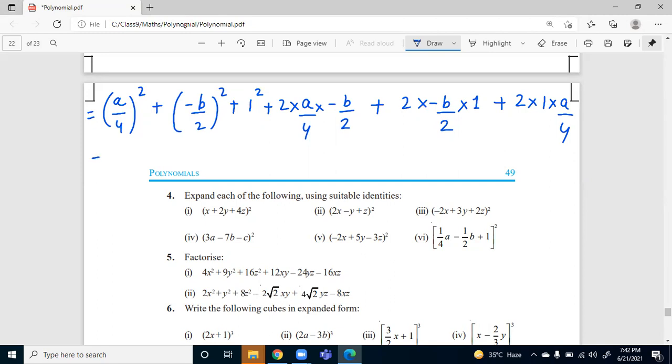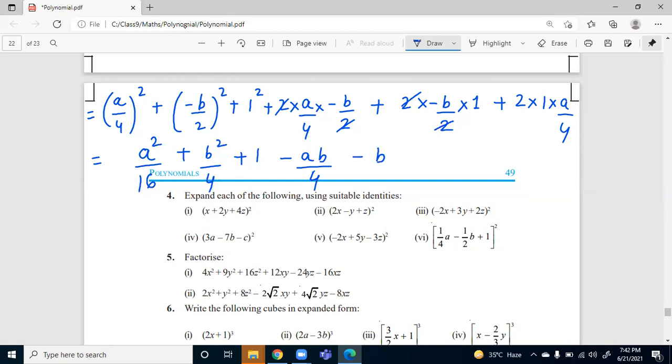Then 1 by 4 a square will be a upon 16 whole square. Sorry, a square upon 16. Yes, ma'am. Then b square upon 4 plus b square upon 4. Then plus 1. Correct. Then minus ab upon 4. Correct. Ma'am, then minus b.